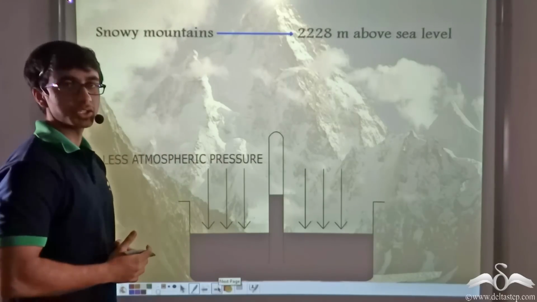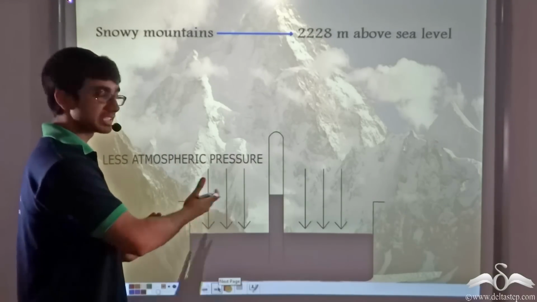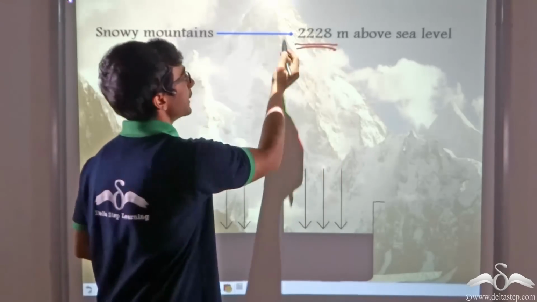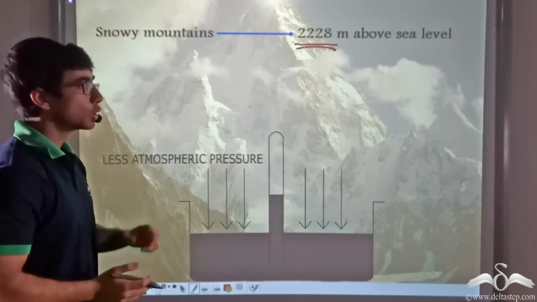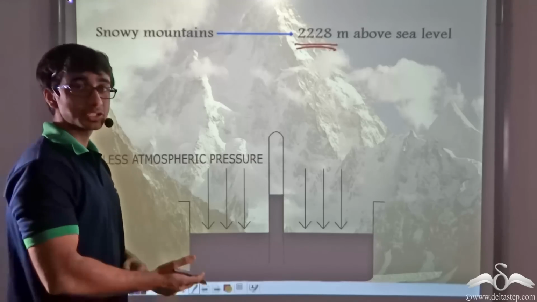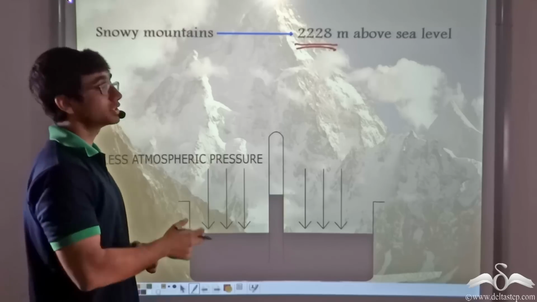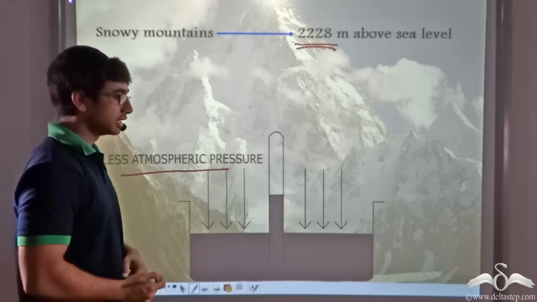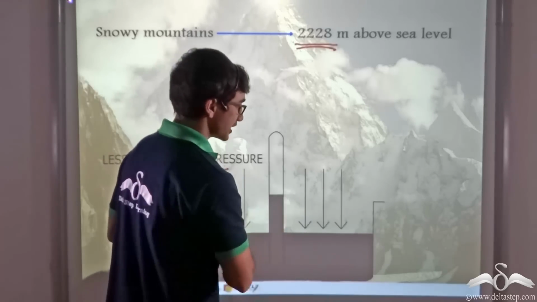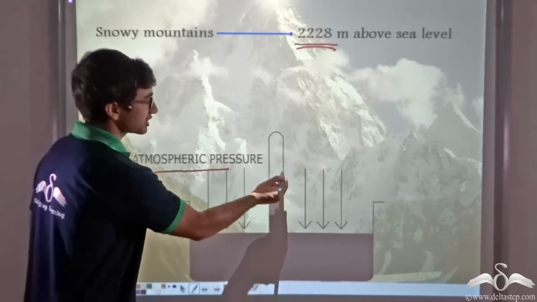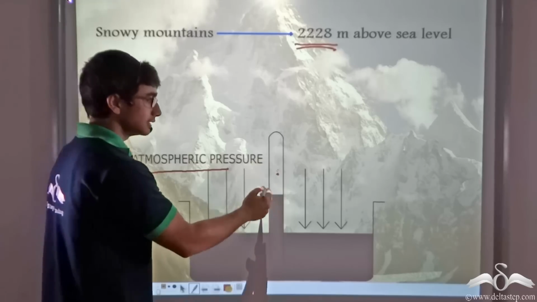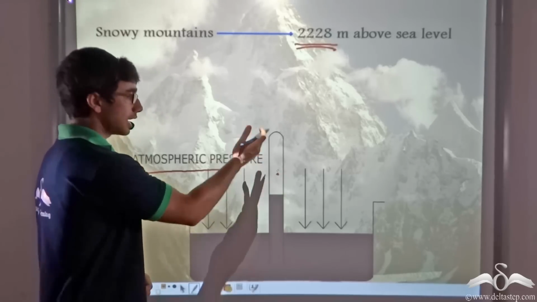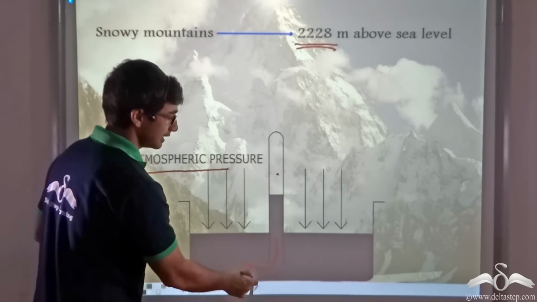So consider this scenario where the barometer, the simple mercury tube barometer, is taken to 2228 meters above sea level. What happens in that case? Since we are moving up or the altitude is increasing, the atmospheric pressure will decrease. So as a result, when atmospheric pressure is decreasing, it means that pressure inside the tube is greater than pressure outside. As a result, more mercury will flow out from the tube and into the trough.